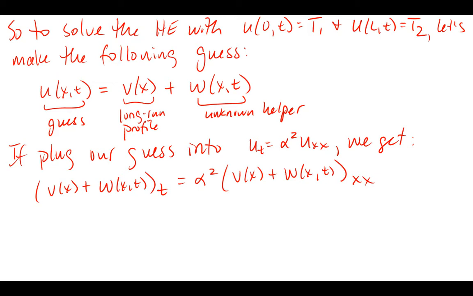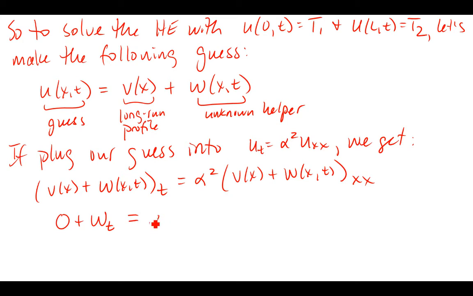I'm going to take a little bit of advantage of the fact that V is just a function of x. If I do the t derivative on the left, V has no t's. W does, so I can't just ignore the W piece. But the t derivative of V is 0, and what's left is the t derivative of the W function. So that's my left-hand side.